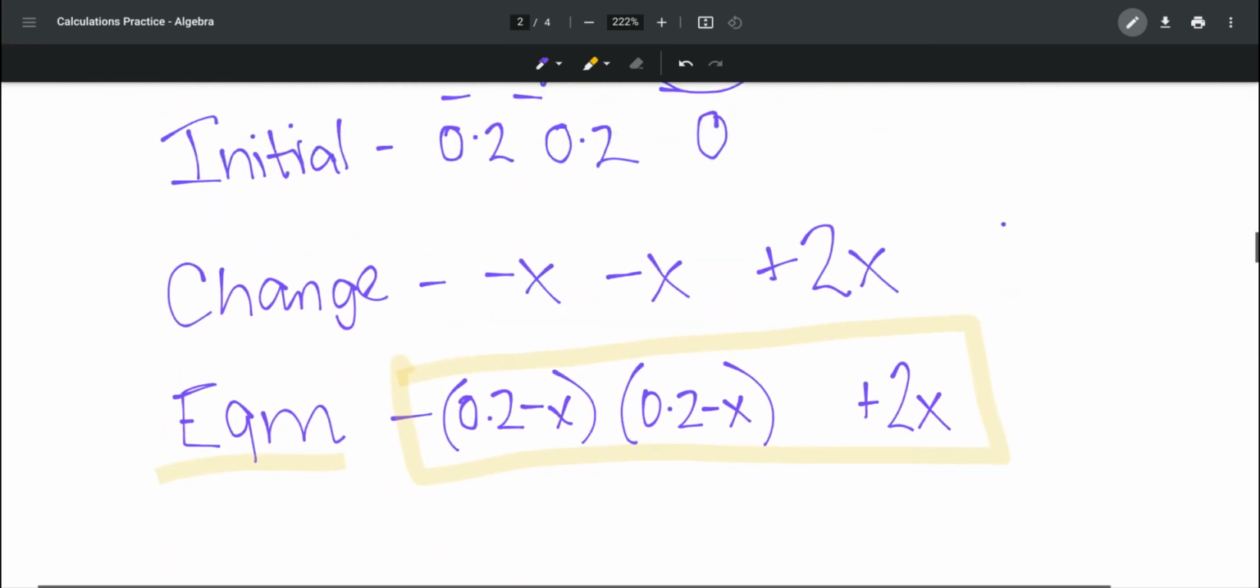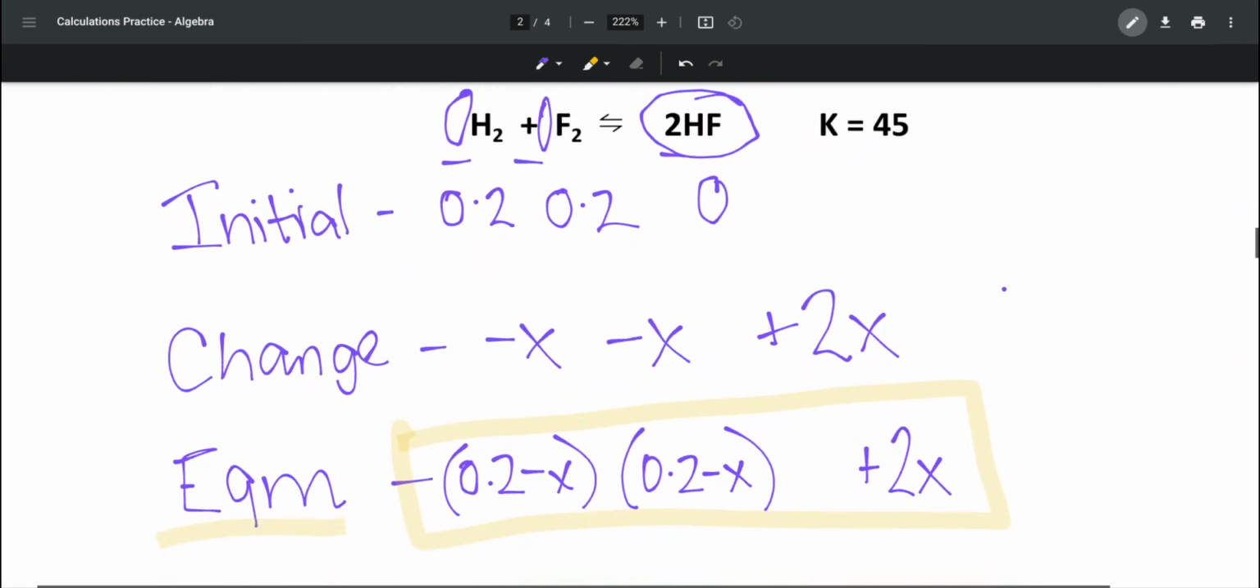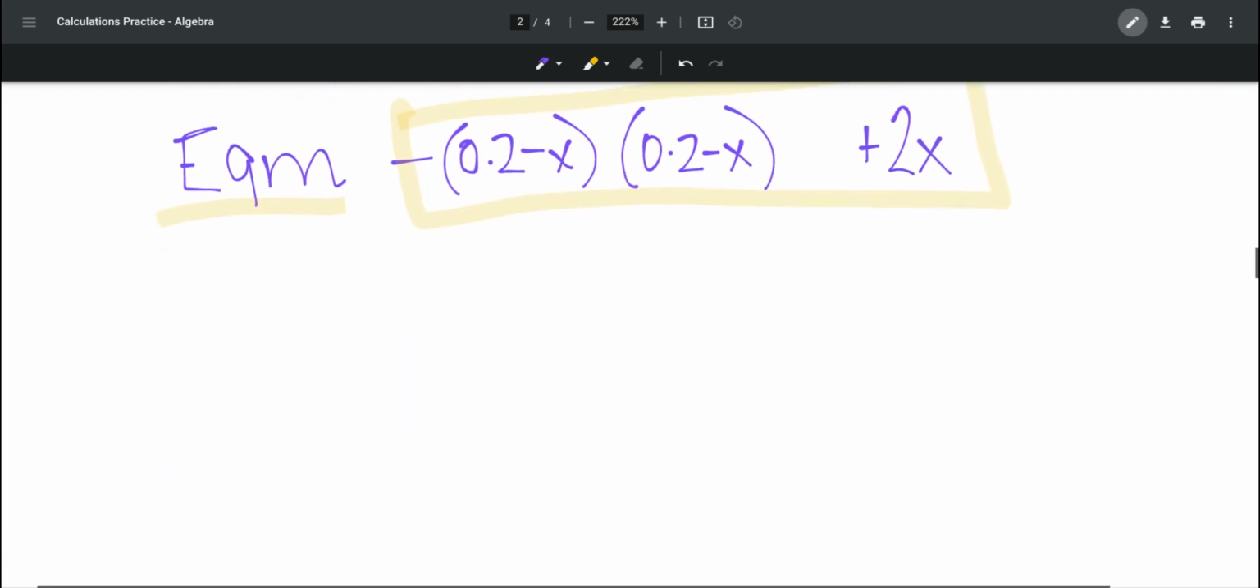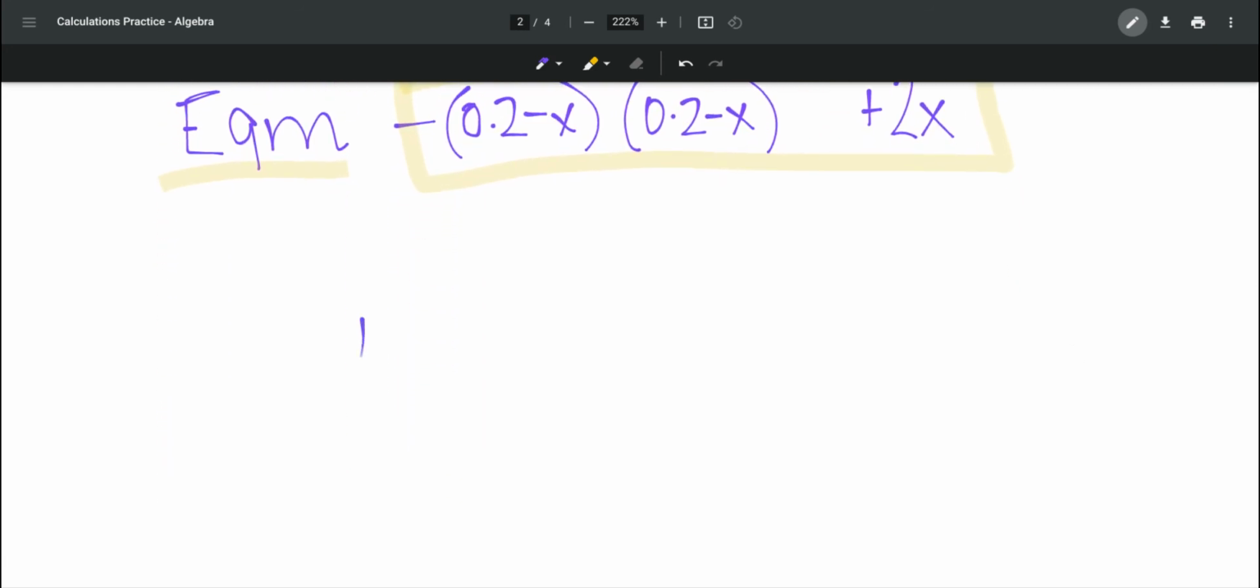So again, some of you might be able to have figured out where this is going. We're going to use the equilibrium expression, but substitute in our values at equilibrium. So we're going to be using, again, a bit of algebra. And at the end of this, we want to figure out what x is. Now, x is going to then help us get the concentration of each of these at equilibrium. So let's go on to the next bit. K was 45.